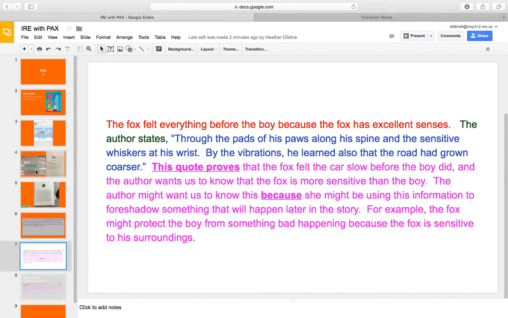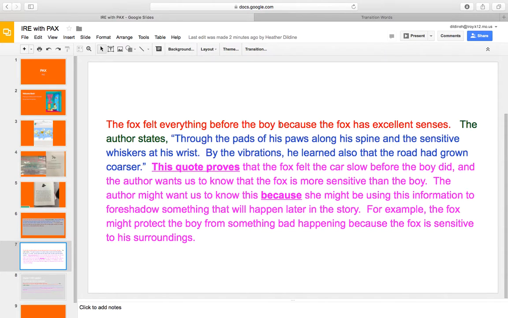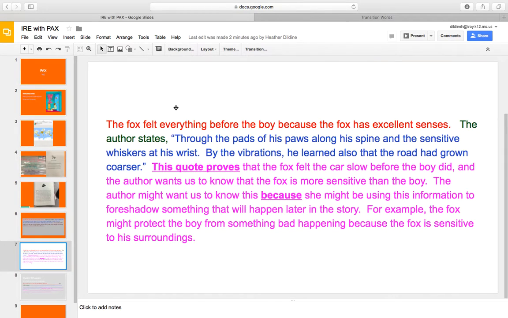So if you look back at IRE and our question, why do you think the author wanted us to know this? Our claim is that it's because the fox has excellent senses. All right, so when we look back here, we did this in red. That's our answer. Now, you have to give evidence from the text. Before you give evidence from the text, you need to introduce the quote. That's simply "the author states." So I want you to put that in green, the author states.